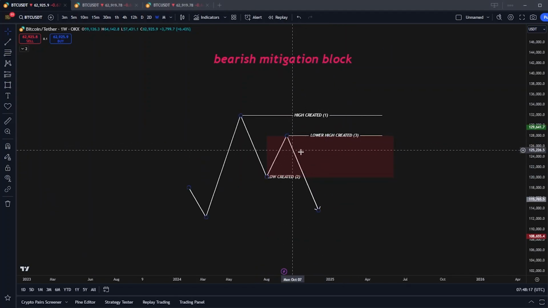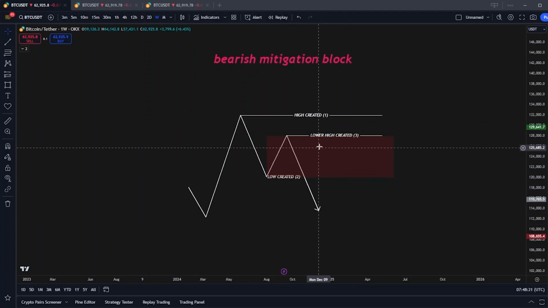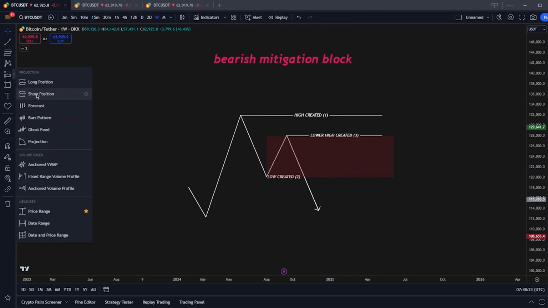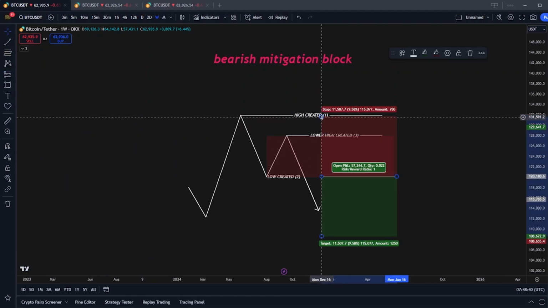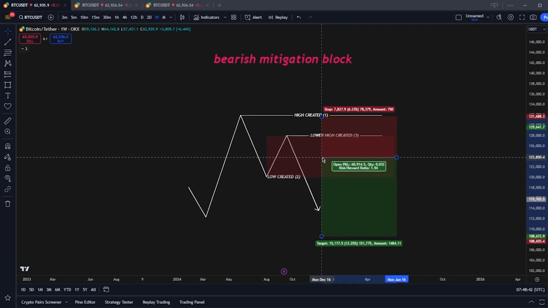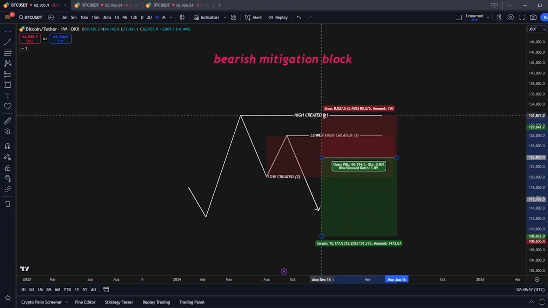Now you only want to draw on your mitigation block in the bearish scenario once we clear this low right here. Then once it's cleared, we will usually place our trade again either at the bottom of the mitigation block, at the middle, or at the top. Now whichever way you place it, it will always change your risk to reward. So once we place our entry, let's say here again we place it at the 50% as I usually do, we will place our stop loss at either the high or 100% of the fill of the mitigation block.